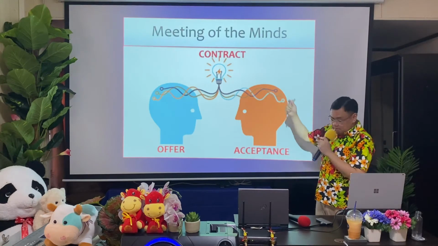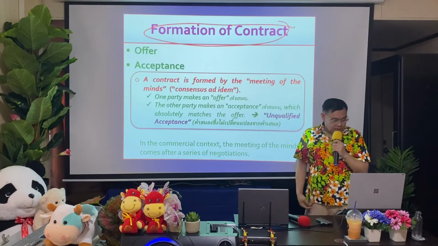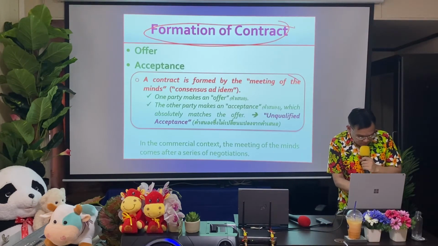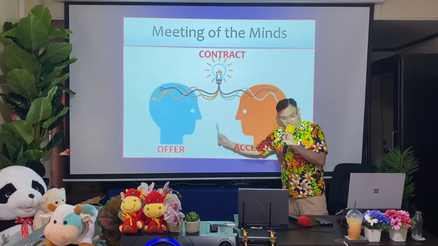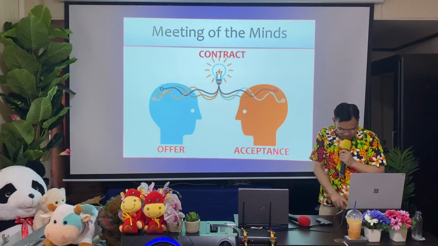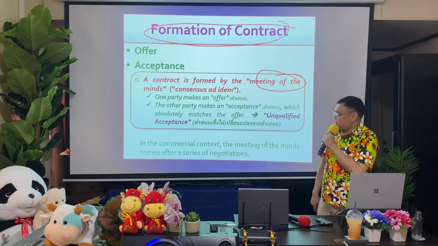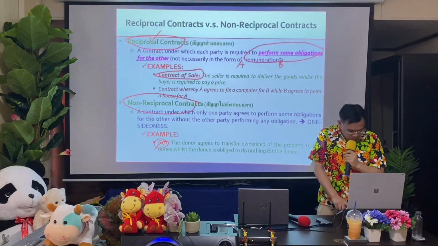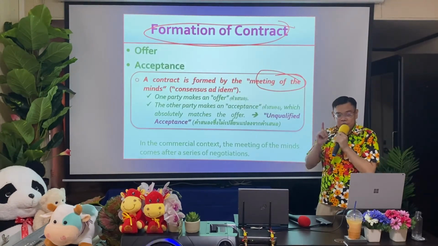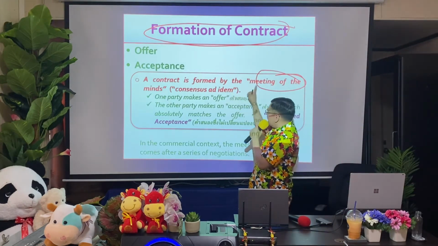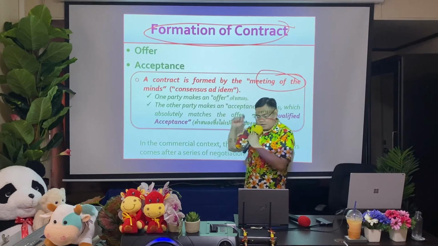Now back to the formation of a contract. Remember, a contract is formed by the meeting of the minds, in the sense that one person makes an offer and the other one just accepts this offer. So a contract is a product of consensus. Again, if you prefer a Latin term for the meeting of the minds, you may just use the term consensus ad idem, okay?